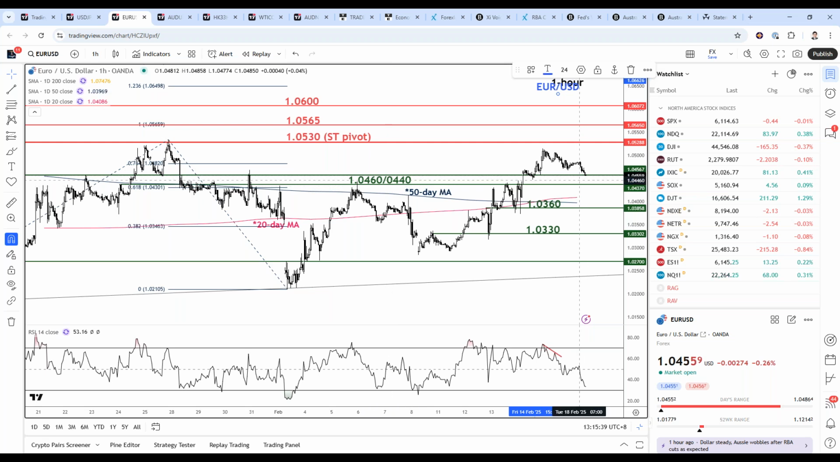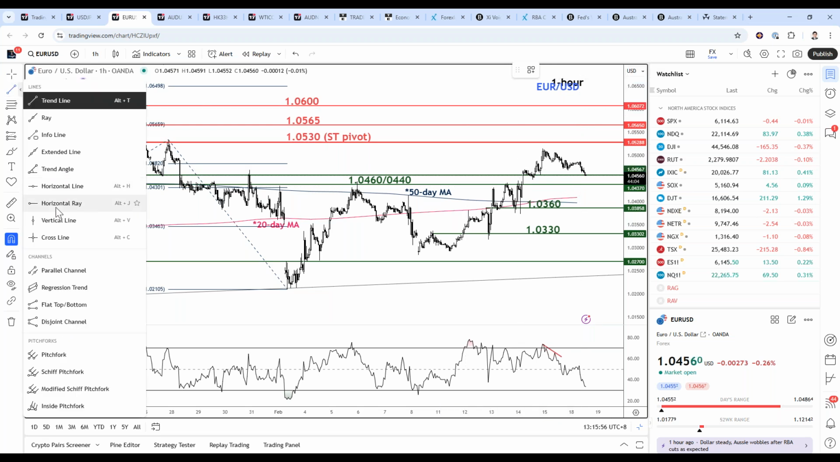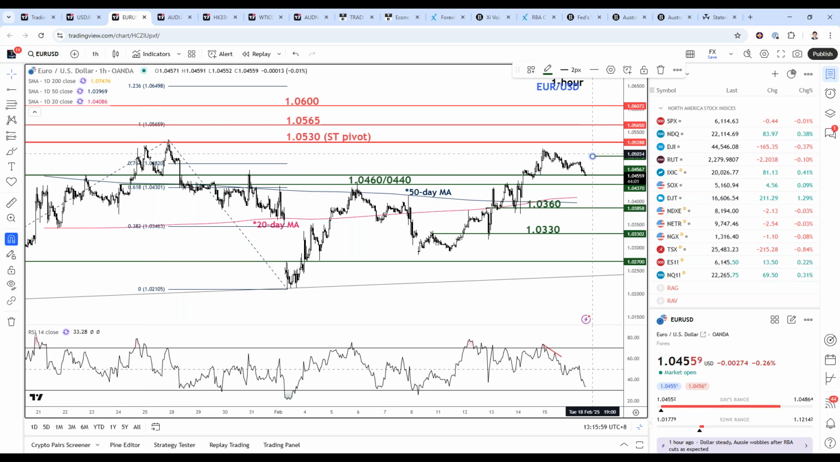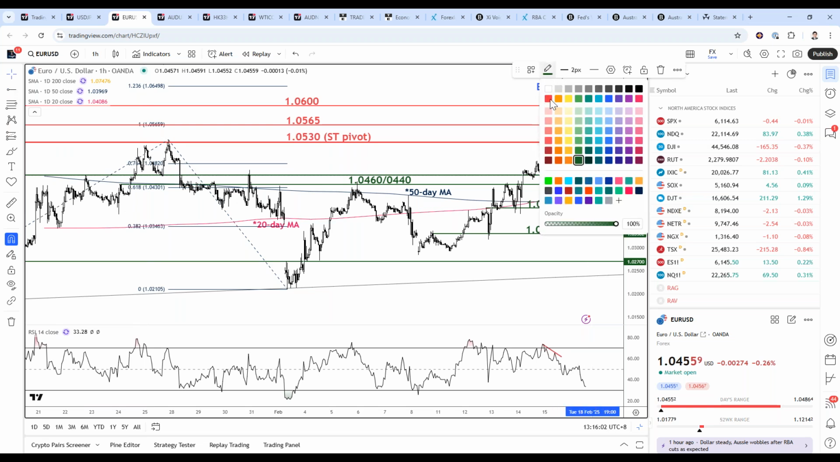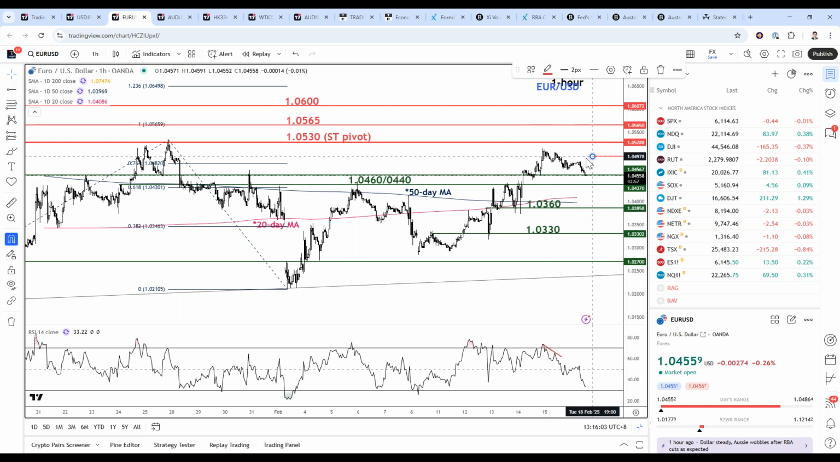So we will still maintain the short-term pivotal resistance level at 1.0530, because we do not want to put it so tightly, just in case of any whipsaw, because it hasn't broken below the 1.0460 slash 1.0440 level. But we do have a first near-term resistance to watch as we head into the start of the European session that is going to open in around 2 hours' time. So the first resistance level to watch will be this minor congestion area over here at 1.048.